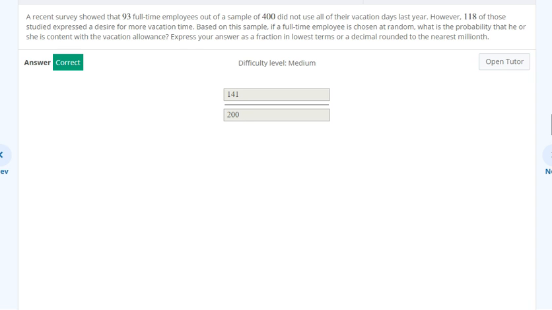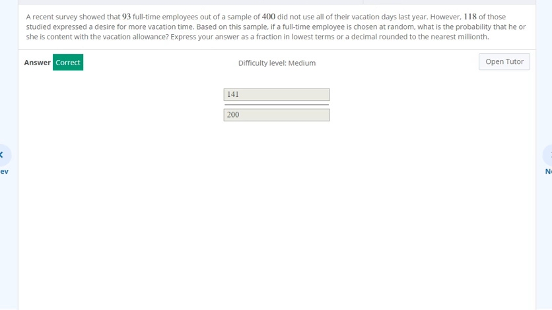Now in this next example, we're getting to some material that is sort of challenging. This is of medium difficulty. In a recent survey, it said that 93 full-time employees out of 400 did not use all their vacation days last year. Well, that's information. However, 118 of those studied, that would be out of the 400, desired more vacation time.